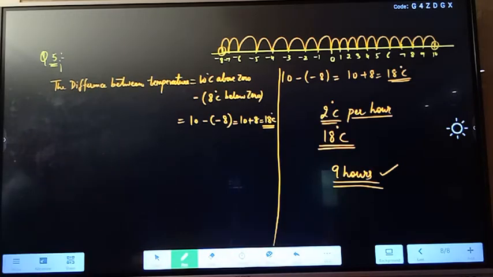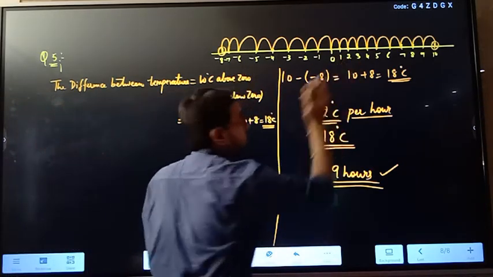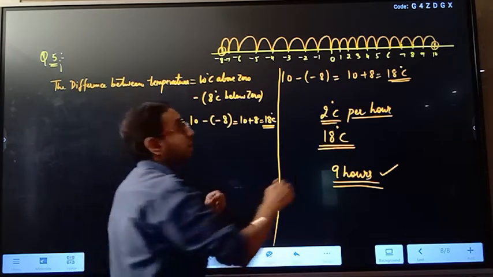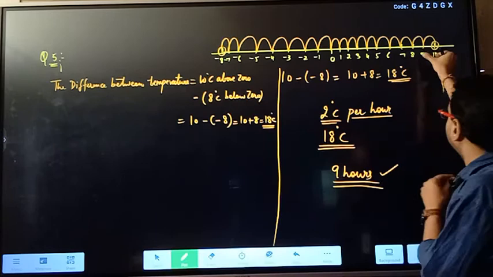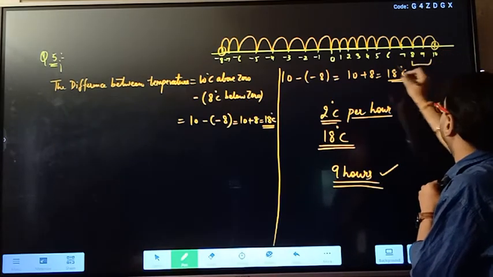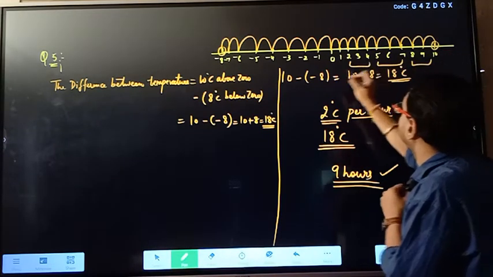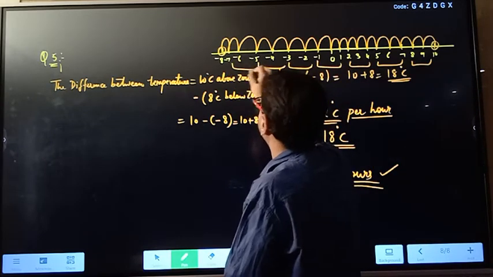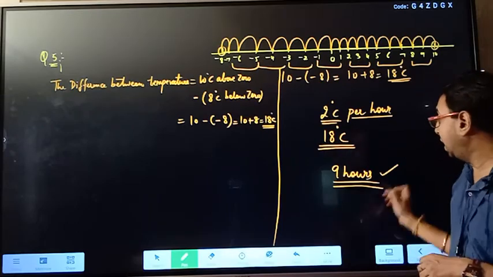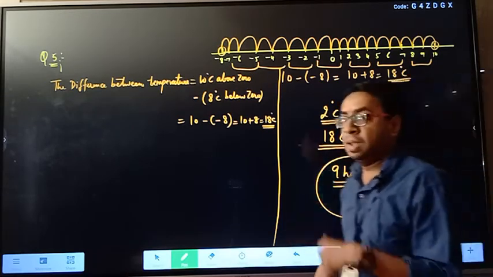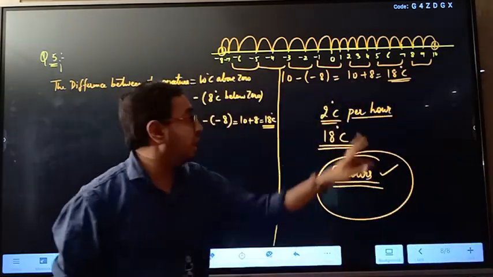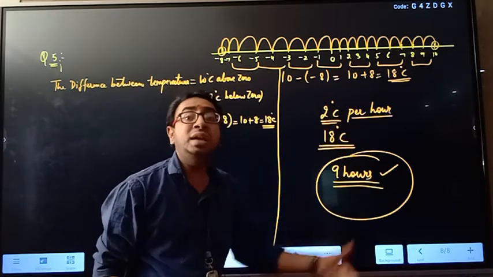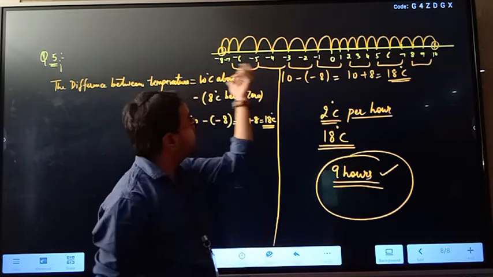This is the temperature difference that we have to accommodate. We have a temperature difference of 18 degrees Celsius. In how many hours will we be able to cover it? If we talk about 2 degrees Celsius, 2 degrees Celsius, and so on, it means it would take 9 hours definitely, because 2 degrees Celsius per hour is decreasing. So how many hours will it take? It will take 9 hours to come to that position.